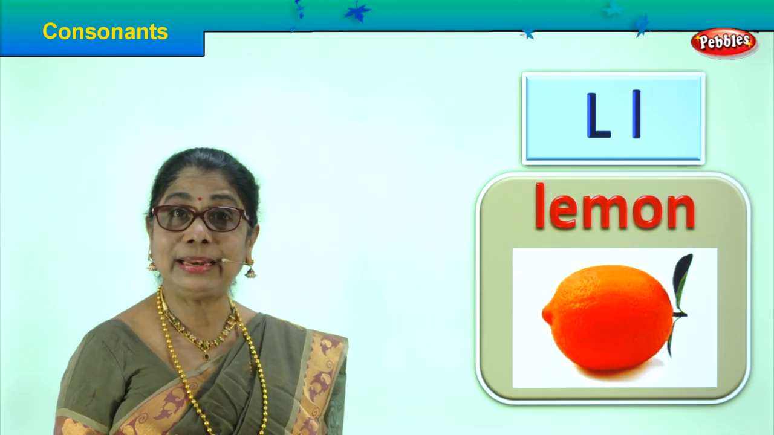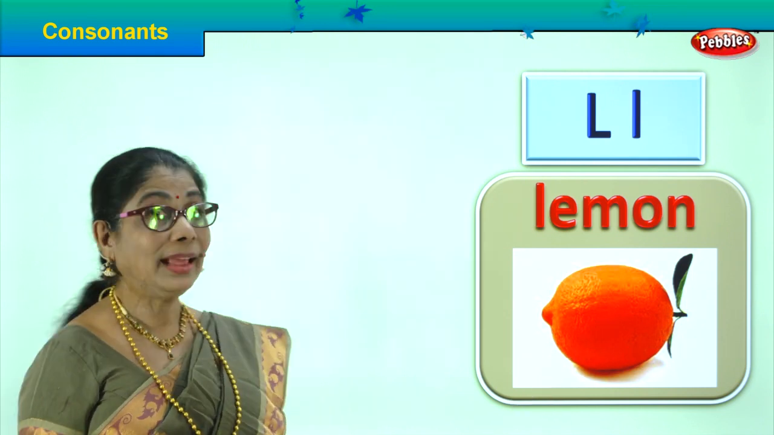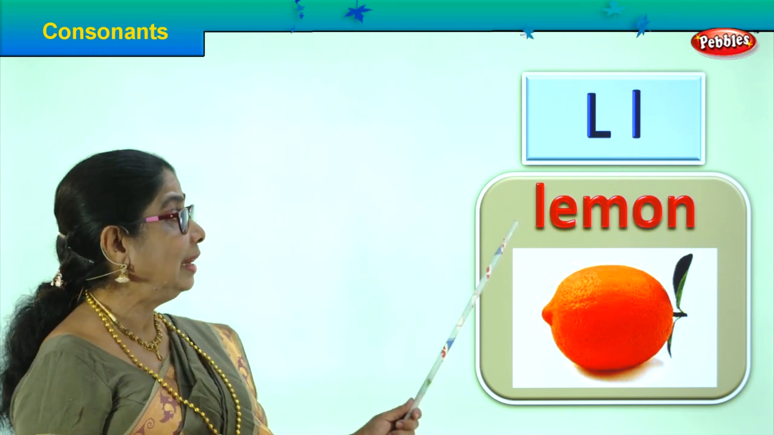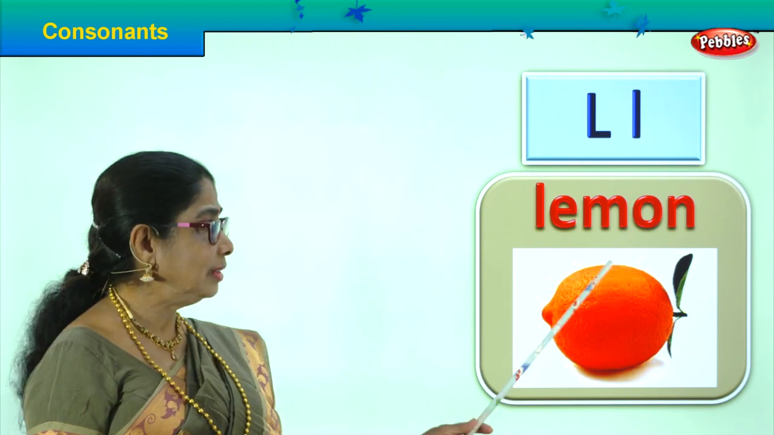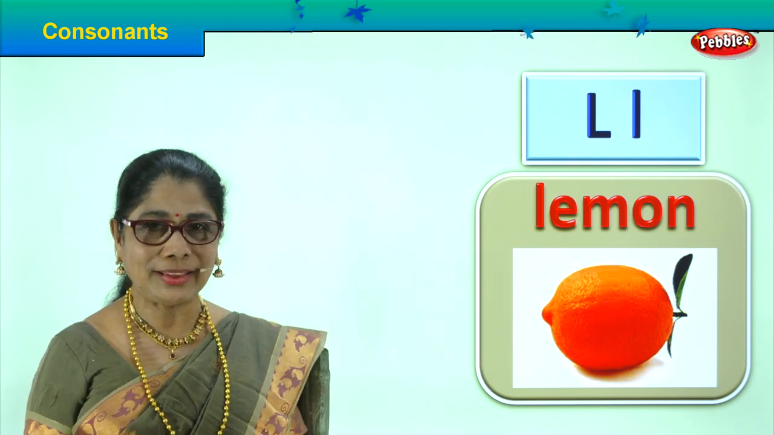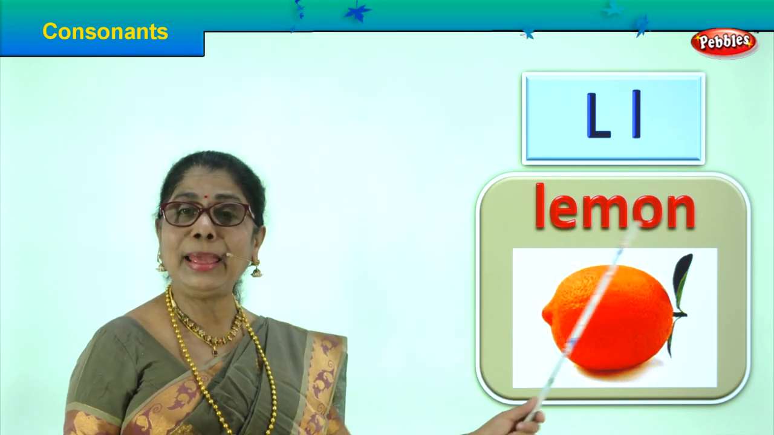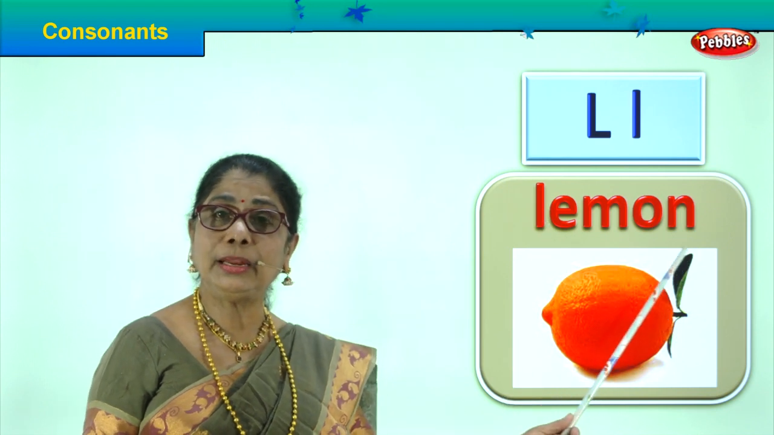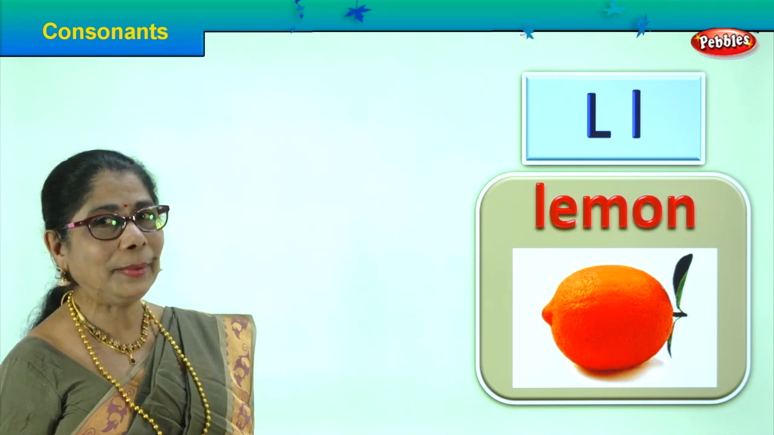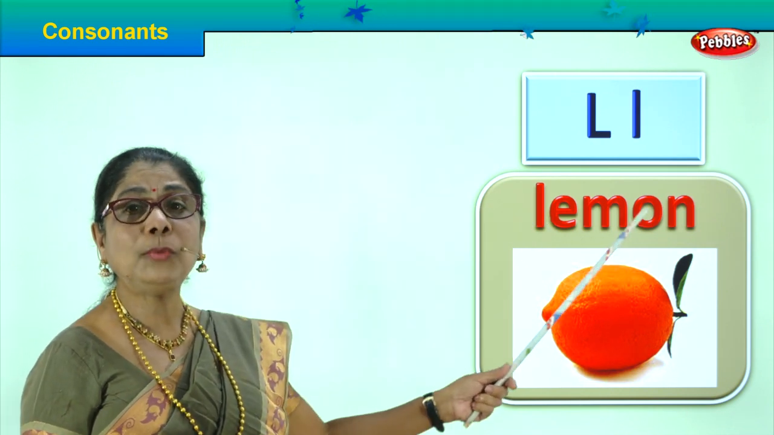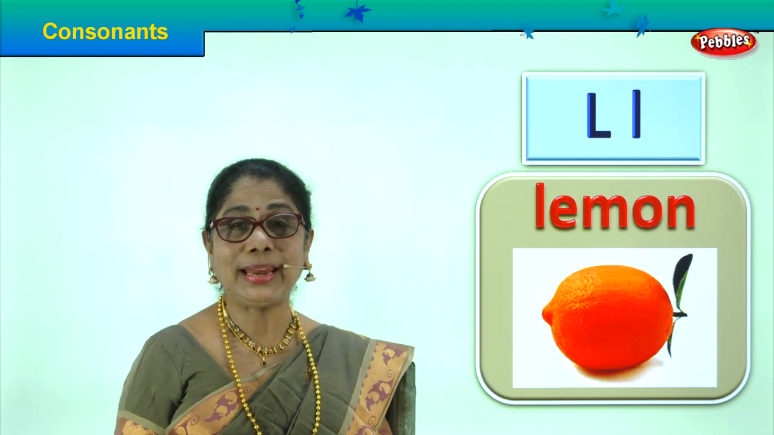Capital L, small l. Letter L, sound L. What is this? Lemon. What is lemon? You cut this lemon, lovely juice you can have. Yes? Spell lemon. The word lemon begins with the consonant L. Sound L. Spell lemon. Good. Let's go to another picture.